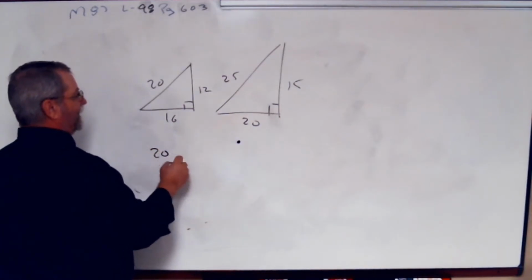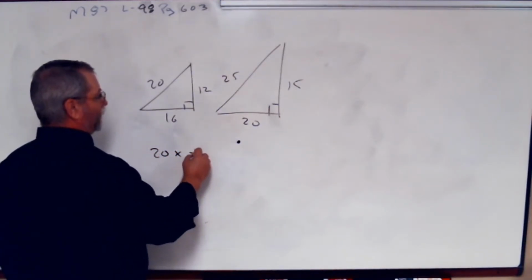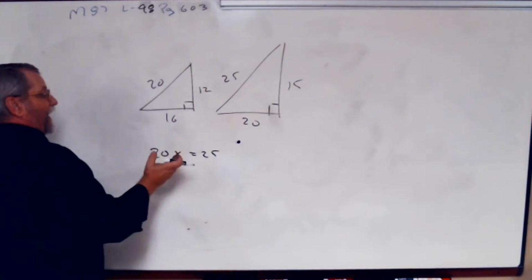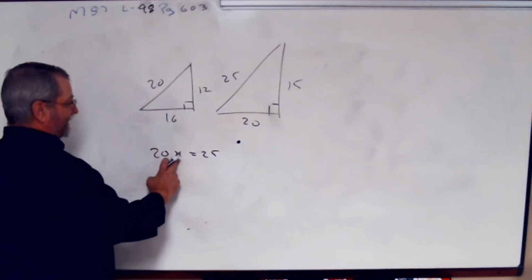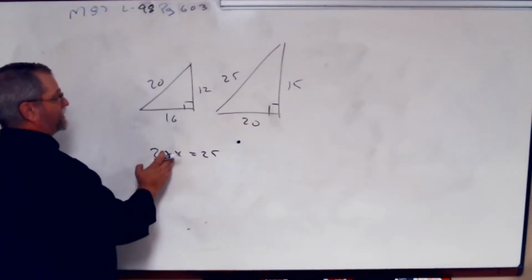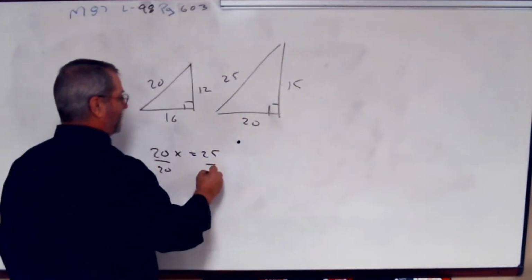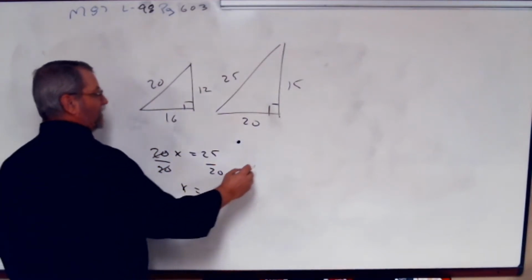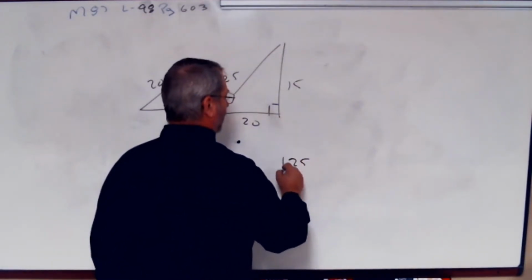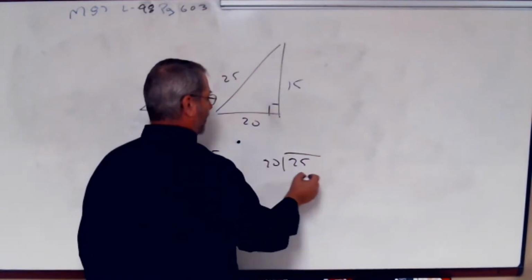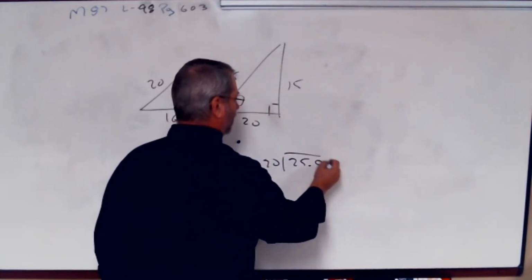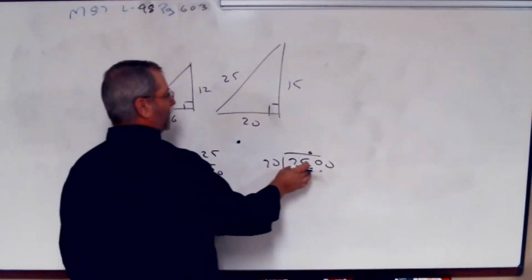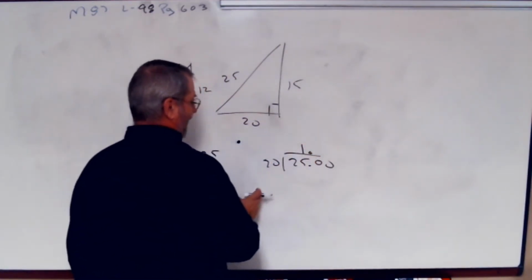So 20 times x equals 25. How do you get rid of this 20? How's it connected to the x? It's multiplication. The opposite of multiplication is division, so we're going to divide both sides by 20. That's 1. X equals 25 divided by 20. We put our decimal, throw a couple of zeros. 20 goes into 25 one time.